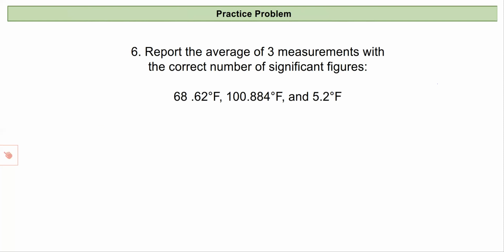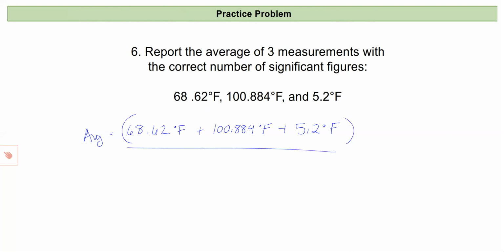So to take the average, I'm going to add 68.62 degrees Fahrenheit to 100.884 degrees Fahrenheit, to 5.2 degrees Fahrenheit. And then I'll divide this by my number of measurements, which is 3. So looking at this, these are my inexact numbers.